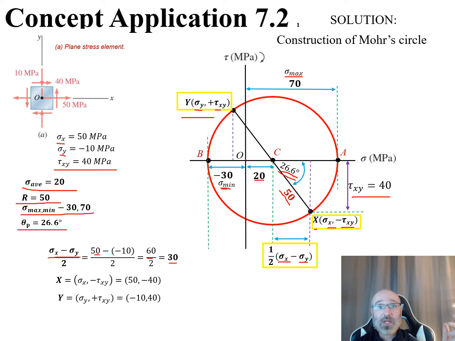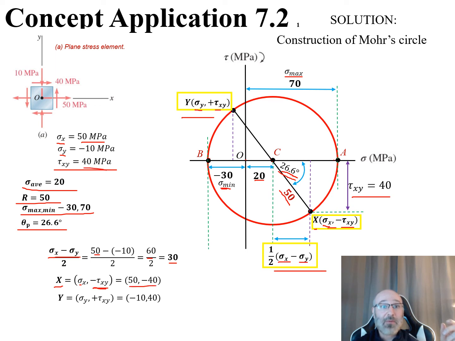So this value right here now is going to be replaced with 30. So we know that. Now our x, let's take a look at our x here. This is our sigma x, comma, our negative tau y right there. So our sigma x right here is 50 megapascals. So I can plug that in right there for my x component of that. And my negative tau y would be a negative 40.